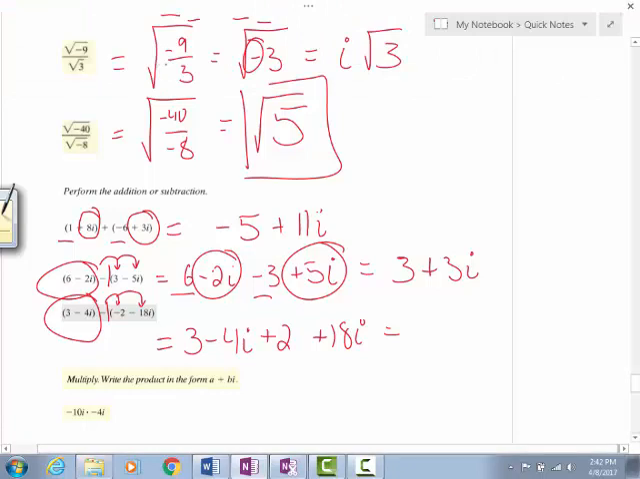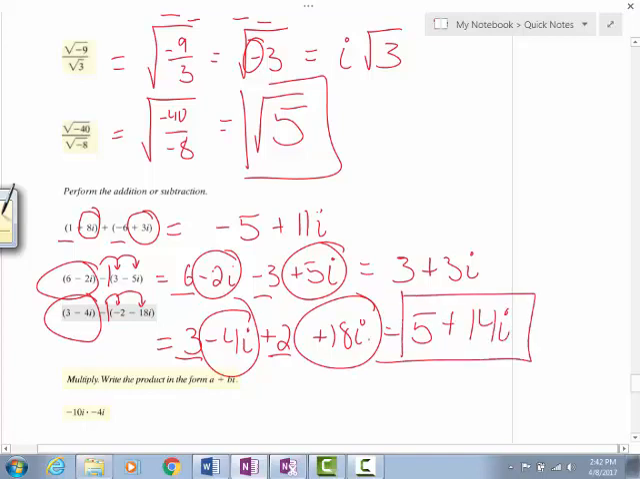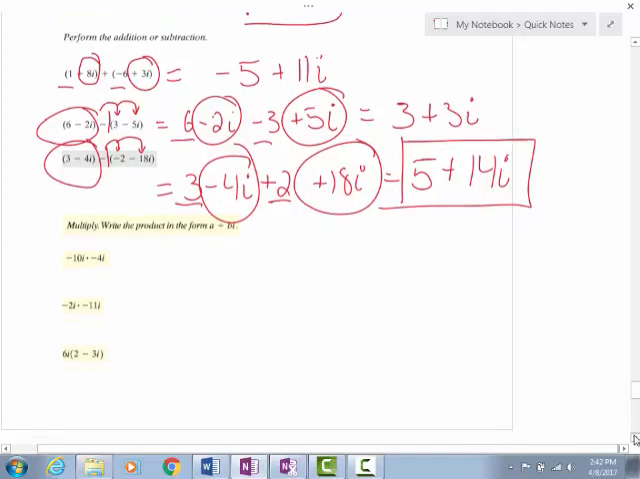Okay, so now let's go ahead and go back. So let's see, 3 plus 2, that's a positive 5. A negative 4i and a positive 18i should give me a positive 14i. And there's my answer. So let me scroll down again to the next couple of problems.